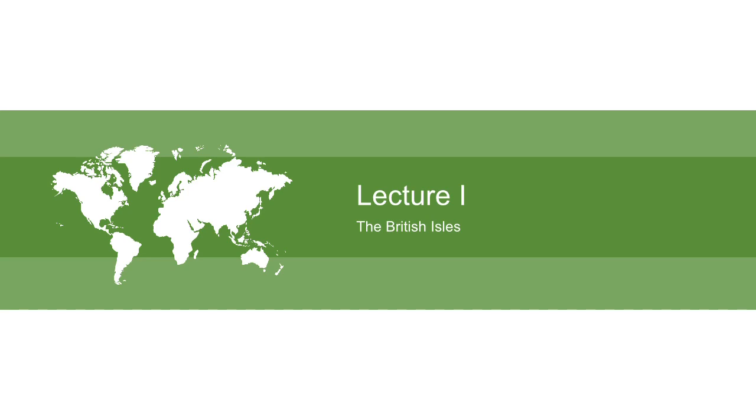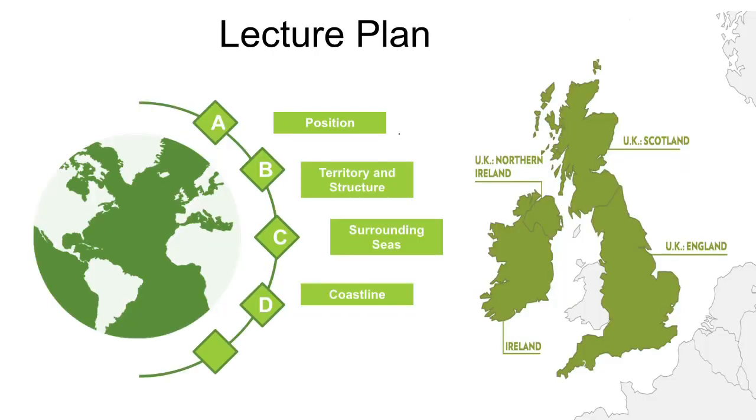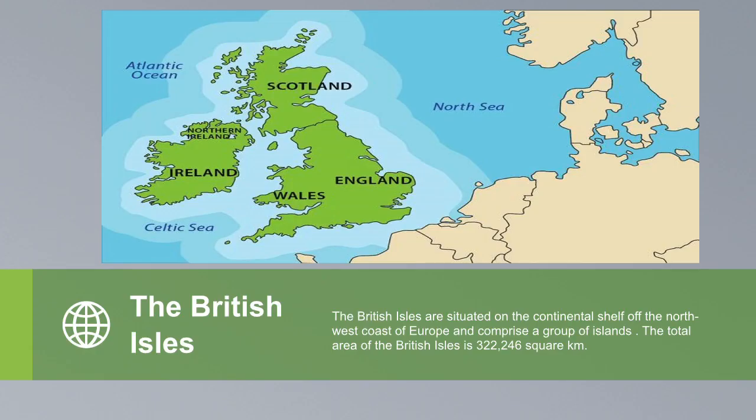Today's lecture is about the British Isles and its geography. So, we are going to look at the position, territory and structure, surrounding seas and the coastline of the United Kingdom. The group of islands lying off the northwest coast of Europe collectively are called the British Isles.